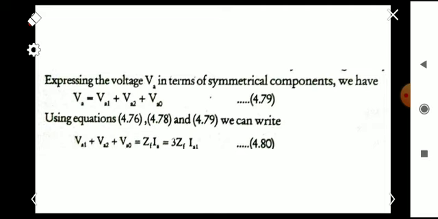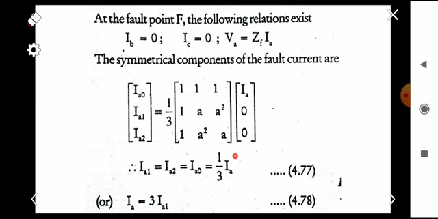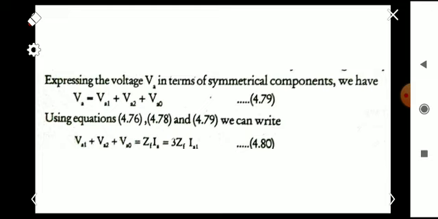From these equations, all these currents are the same. In a circuit, the positive sequence, negative sequence and zero sequence currents are the same, which means the same current is flowing through all the sequence impedances. From equation 4.80 the sum of the symmetrical component voltages is equal to 3 ZF into IA1. So all sequence currents are equal and the sum of sequence voltages equals 3 ZF into IA1. Therefore these equations suggest a series connection of sequence networks through an impedance of 3 ZF.